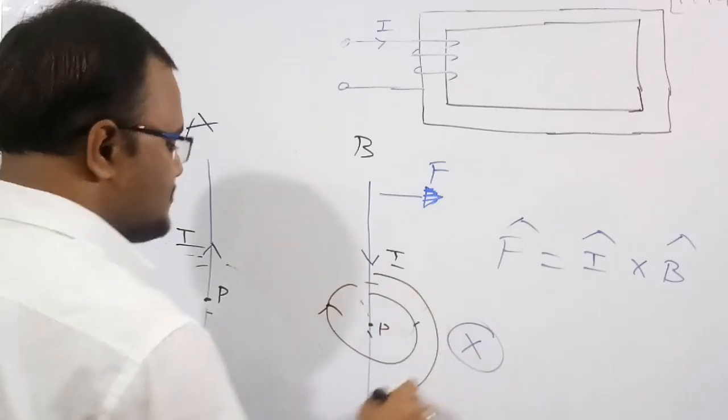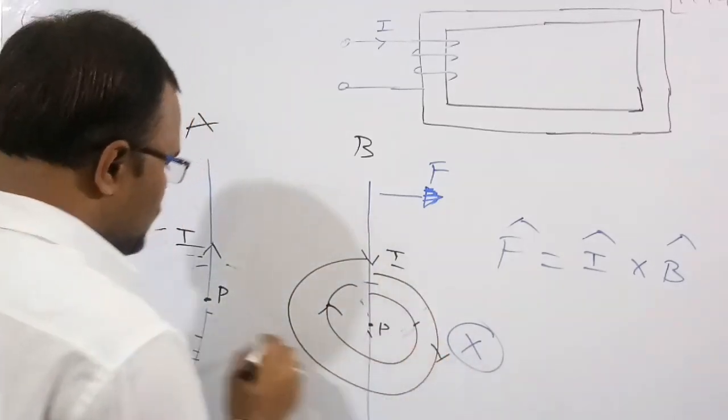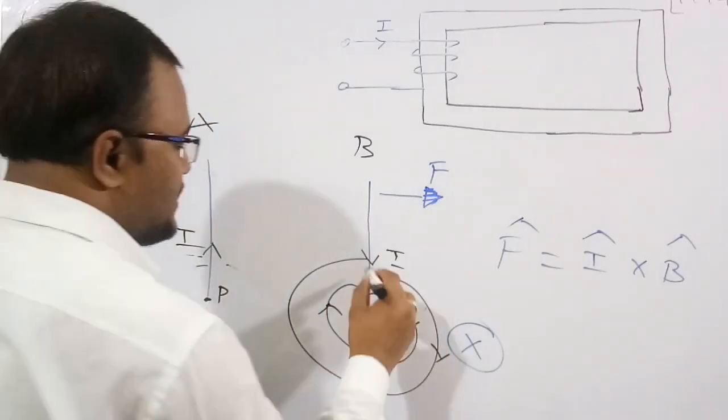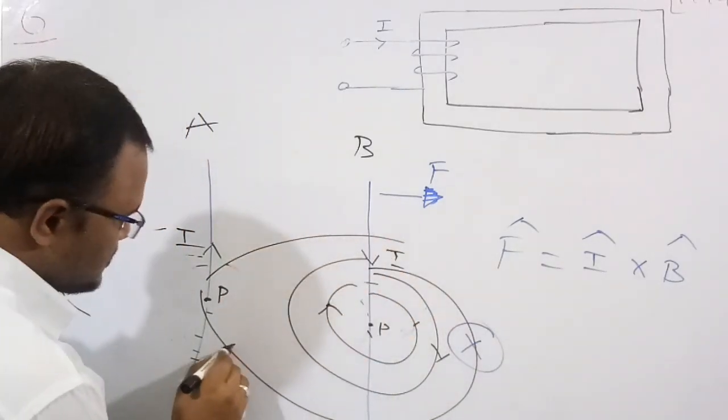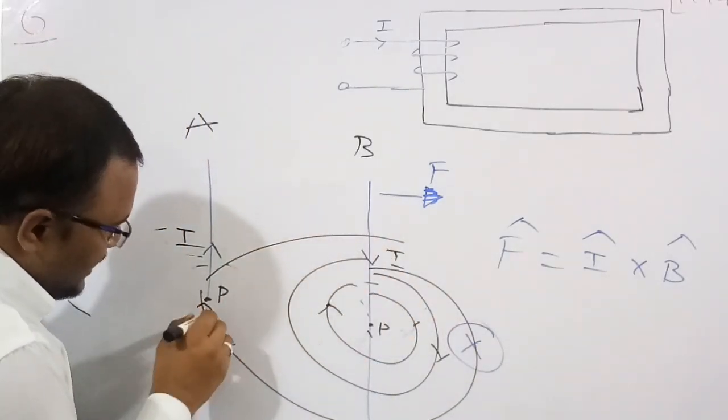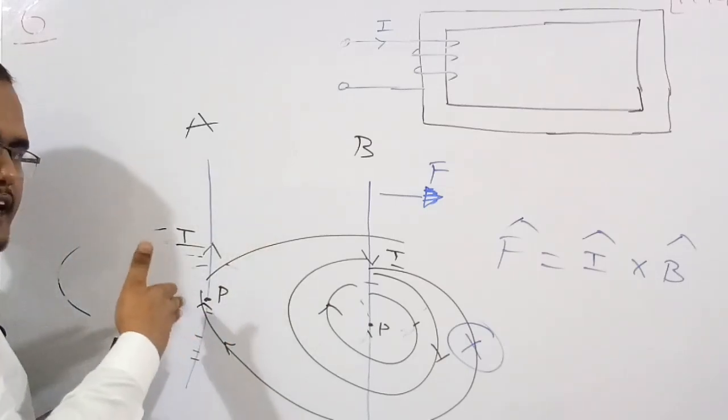So similarly again, this is point P. Now I need to find the field at P, right? It will be again like this. So if you see the point P, it is going inside.